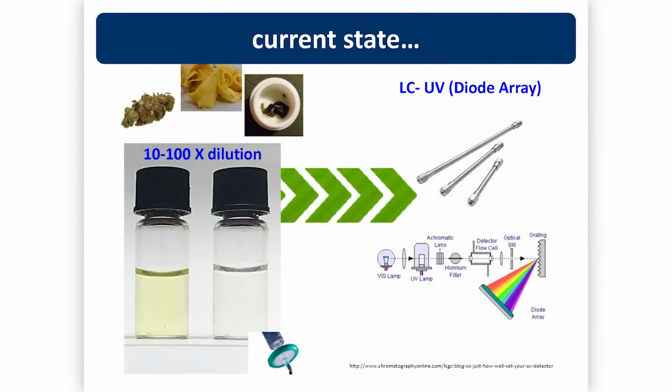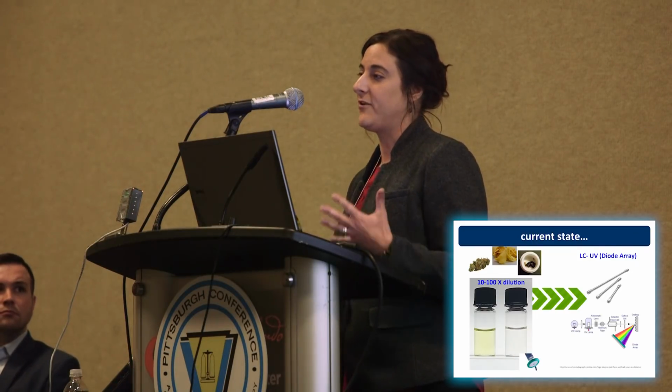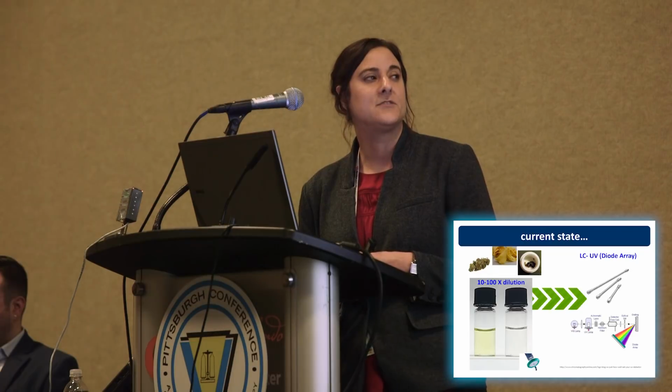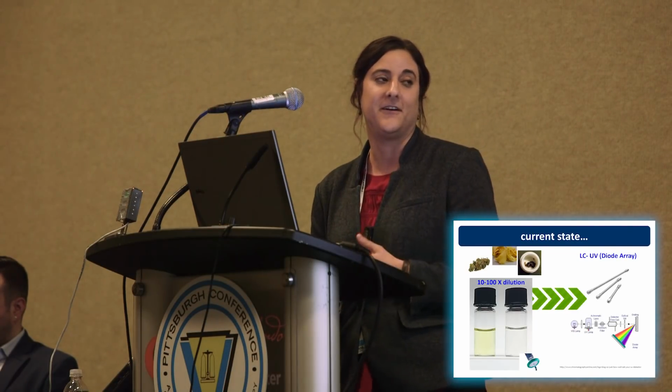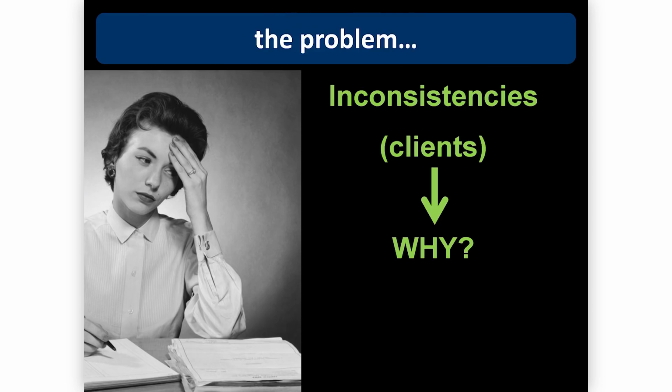Okay, so this has already been covered, so I won't spend too much time on it, but generally speaking, this is what most people are doing for flower and concentrates or extracts. And when I use that term, I'm basically saying something derived from the plant that's just not plant material anymore. I'm not implying any specific type of process. Generally, it's pretty easy: you weigh it, grind it, extract it, dilute it, filter it, and then put it on the instrument, nice and easy like that.